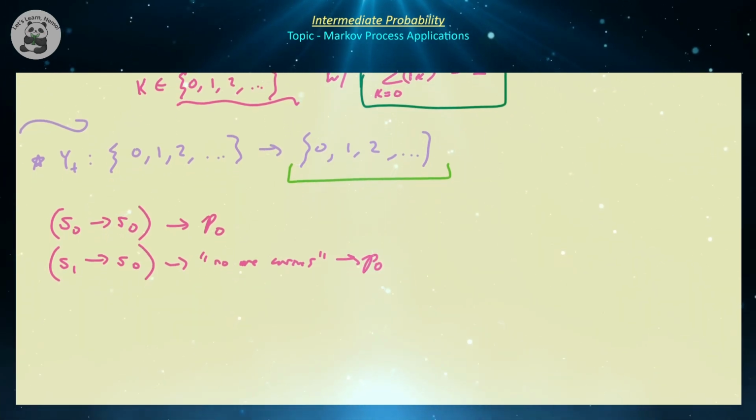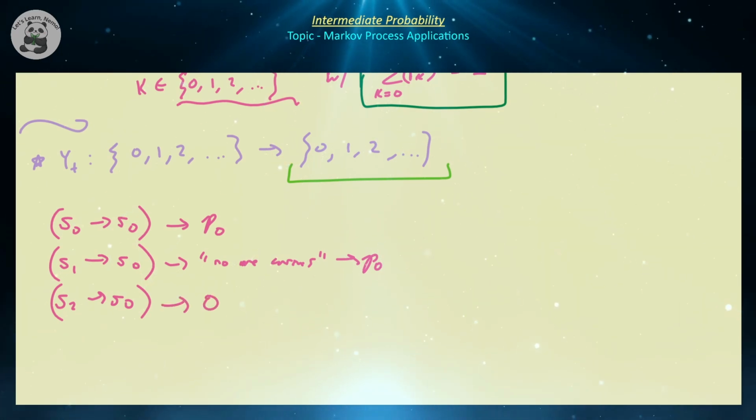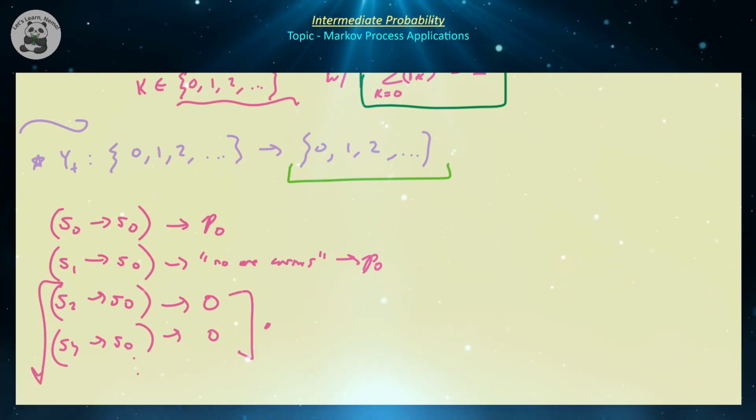Okay, now what about S2 to S0? At time t equal to n, we have 2 people. On the next iteration, we have 0 people. But how can that be? Because we can only serve one person on each iteration. We can only go from S2 to S1 or S3 to S2, provided that no people, of course, come. So this is going to give us a probability of 0. And same thing with S3 going to S0. That's also going to be 0. So you get an infinite sequence of zeros because only one person can be served at a time.